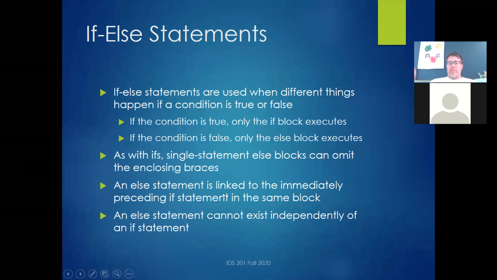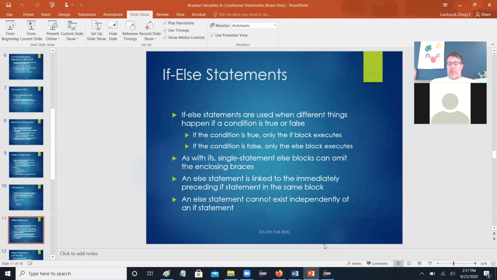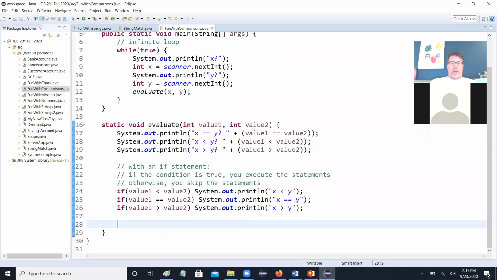Now, the else statement is always linked to the immediately preceding if statement. So whenever you have an else, you have to have an if. An else statement can't exist independently of an if, because the else only happens if the if statement's condition is false. I'll do a quick example here.